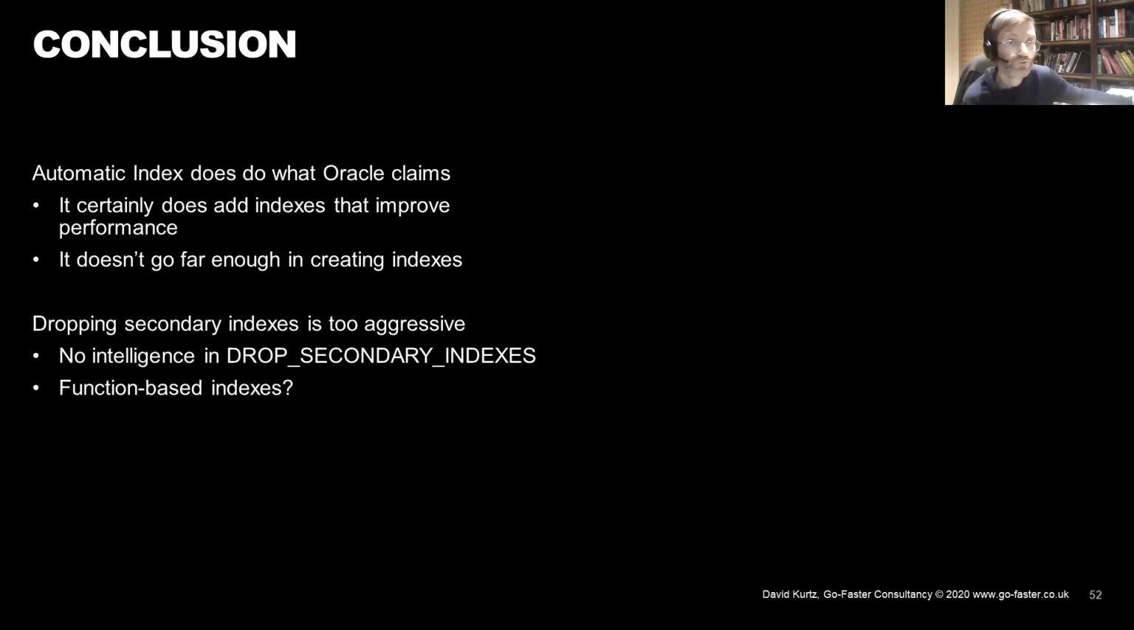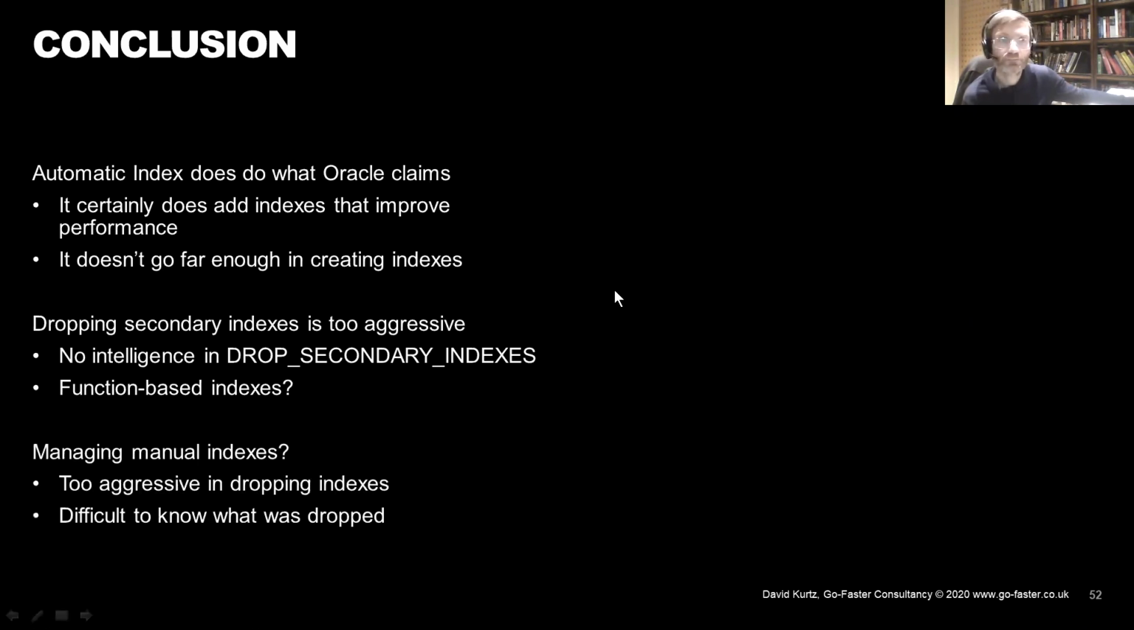In my opinion, the dropping of secondary indexes is too aggressive. There's no intelligence in it. It drops the function-based indexes. It takes no account of disabled constraints. It could be better, I think. Manual indexes, again, it looks like it's too aggressive about dropping indexes, but it's difficult to know what was dropped, and I've certainly not been able to work out how it worked out what to drop. So that's a bit of a mystery. It's a closed box. Autonomous it may be, but it doesn't tell you what it's up to.